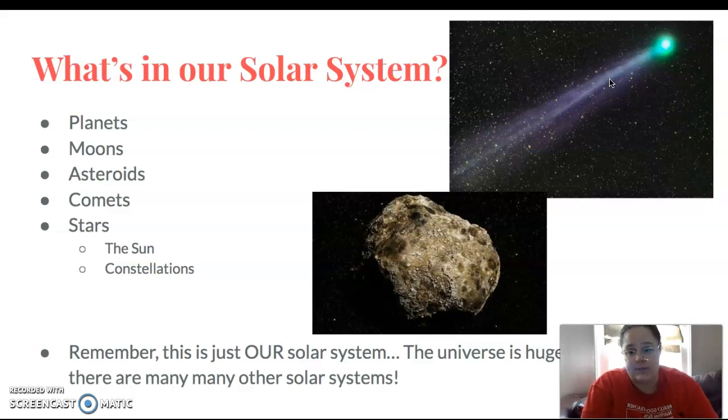The biggest star in our solar system is the sun. And we have smaller stars as well, of course. And some stars make up pictures in our sky, which we call constellations. These are different depending on where you live. There are many different constellations that you can see at different points of the year and at different places on Earth, and they make pictures in the sky if you connect the stars, kind of like a connect the dots. And again, remember, this is just our solar system. There are so many other solar systems in the universe that we will probably never be able to see them.